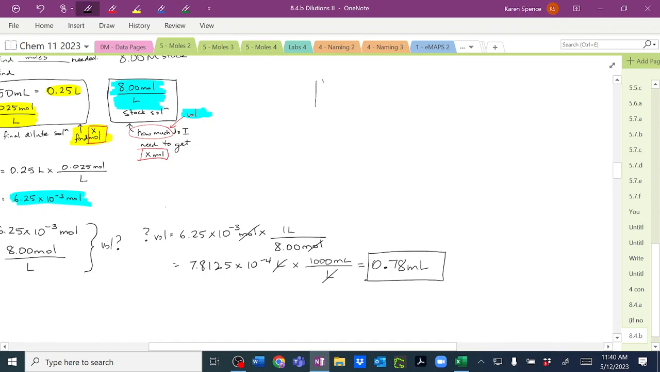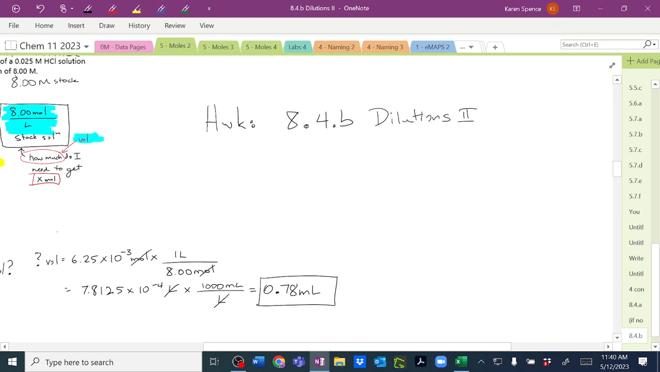Your homework is to go home and work on 8.4b, which is dilutions 2. You've done the first two questions, or at least in theory you have. If you haven't, then do the first two questions. They kind of walk you through it. Like, find the moles, find the volume. Then what do you do?